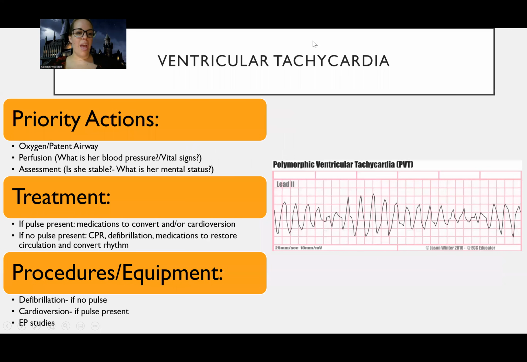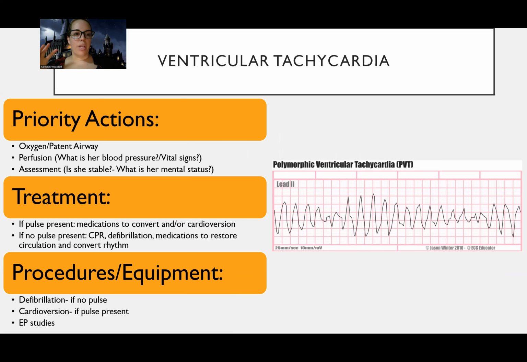So my priority actions are to keep a patent airway, make sure she's oxygenating, and check perfusion. We want to see what her blood pressure and vital signs are. I want to see, is she stable? What's her mental status? She wasn't feeling well, but what's going on now? And then for the overall treatment, I have to check if there's a pulse present. If so, I'm going to do medications to convert and or cardiovert that rhythm.